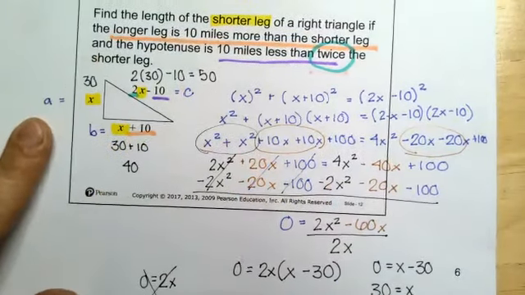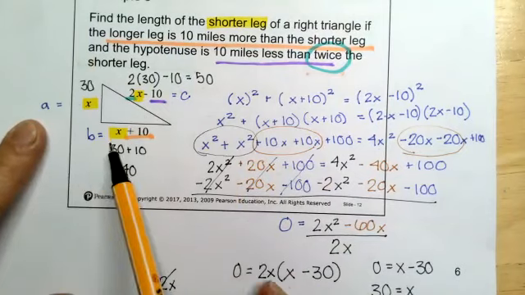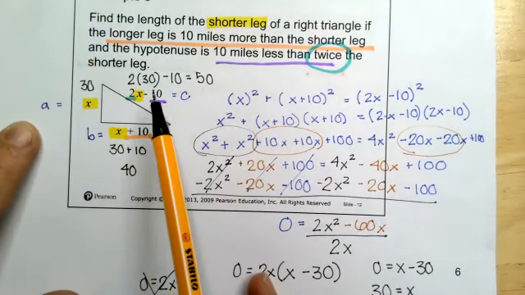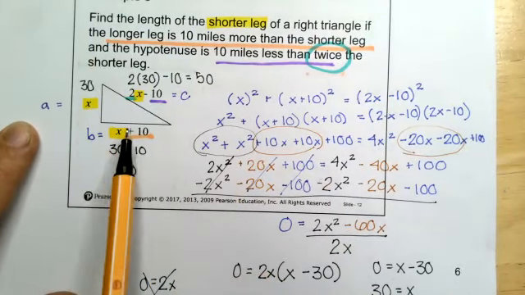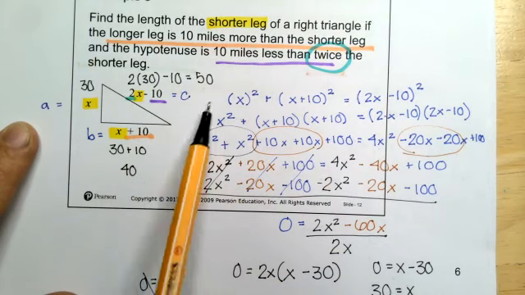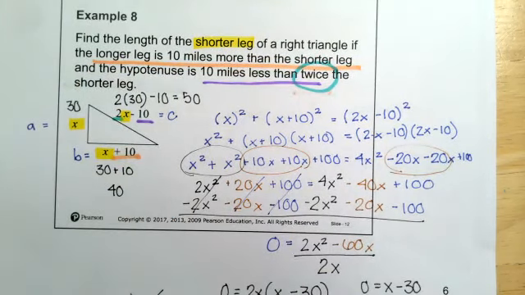So once you know x, make sure it makes sense in your story. And then if they ask you to find all 3 sides, just put x here, x plus 10 here, and 2x minus 10 here. Make sure you apply it.